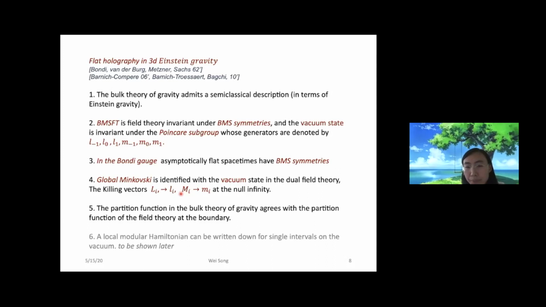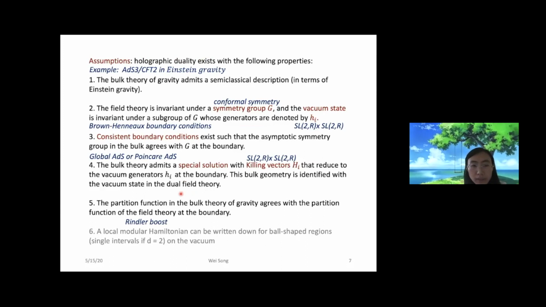And item five is the most standard: the partition function in the field theory and in the gravity, they agree with each other. But in the bulk, of course, we need to take into account the effect of the boundary conditions. Okay, so these properties of the holographic dictionary will be explicitly used in the following of this talk and in the derivation.